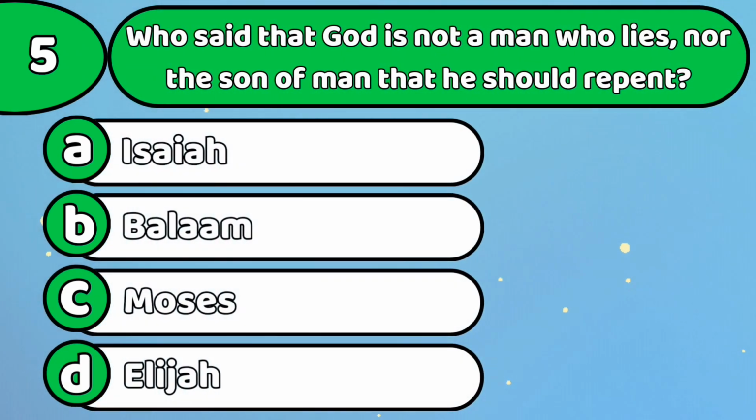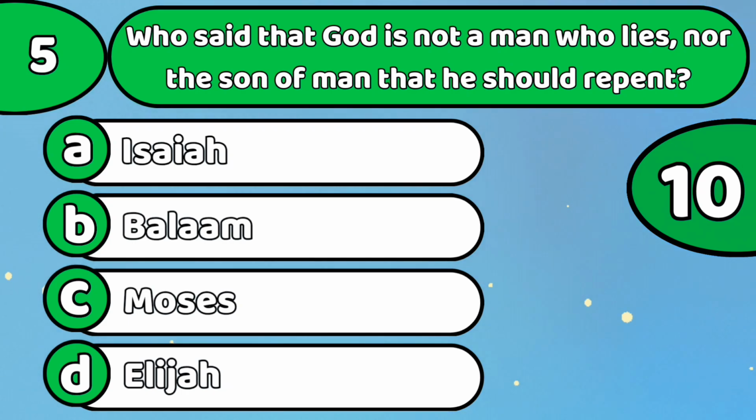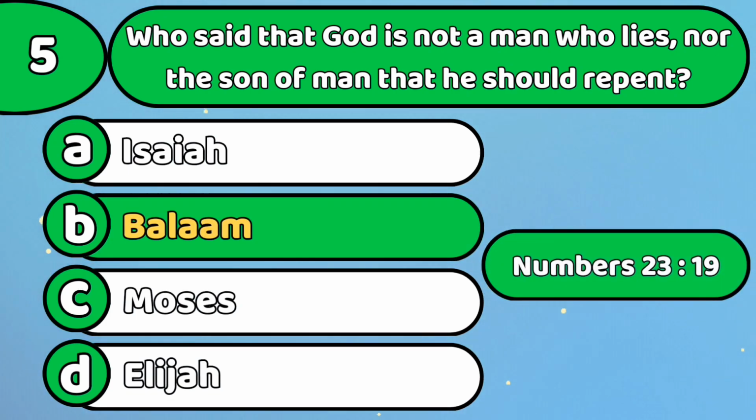Question 5. Who said that God is not a man who lies, nor the son of man that he should repent? A. Isaiah, B. Balaam, C. Moses, or D. Elijah? Time to think. Reference: Numbers chapter 23, verse 19.